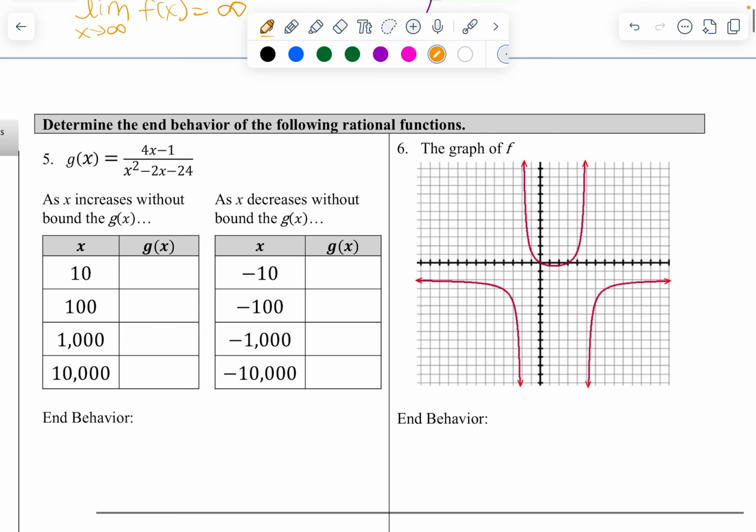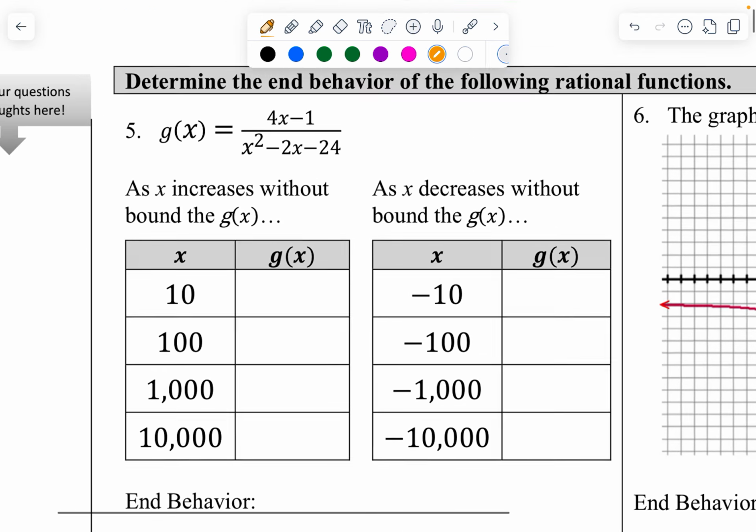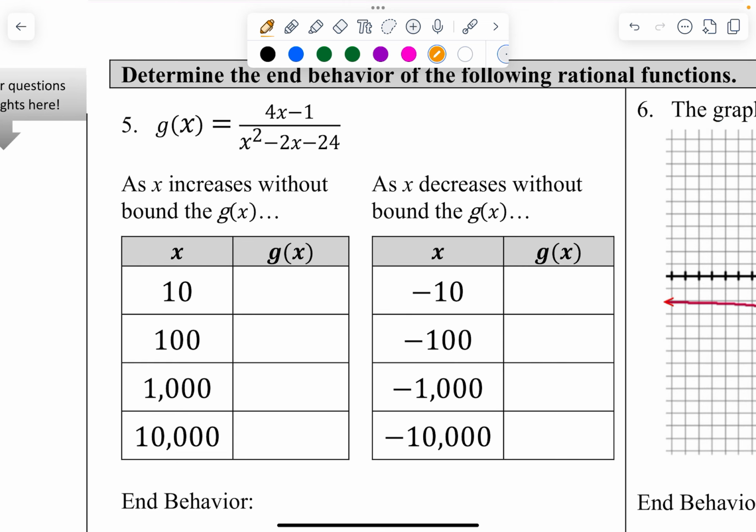Okay, so looking at the next example, let's look to see what's the end behavior following these rational functions. So again, I don't know what this function looks like. I just have its equation. So we're going to use our graphing calculator. Make sure that you go ahead and take that out right now. This is super important. In order to show this in my graphing calculator, I'm going to show you what this looks like.